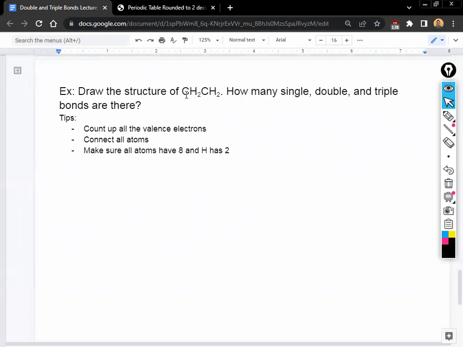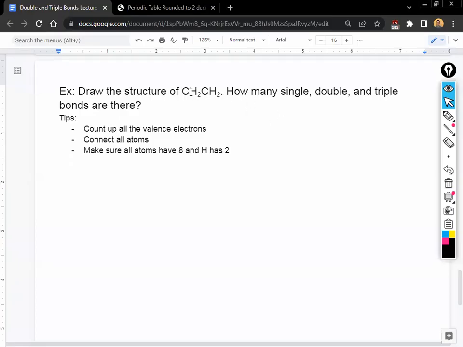I want you to draw the structure of CH2CH2. And I want you guys to write down how many single, double, and triple bonds there are. So take about 2-3 minutes to do that. Check with your person next to you, and then we'll go over it together in just a second.